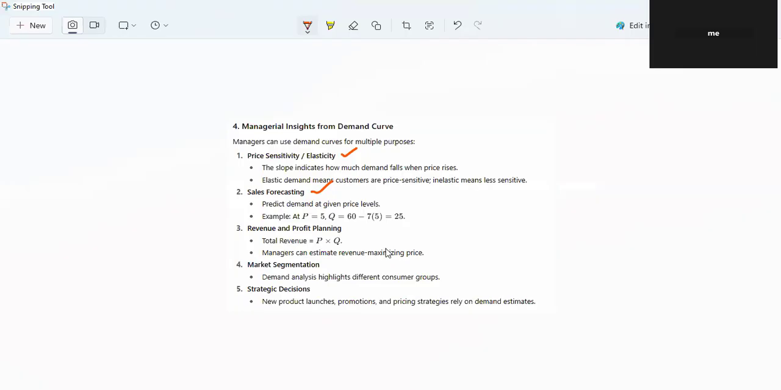Number three, it will help you in profit maximization and profit planning. So managers can estimate which prices will maximize profits. Number four, the curves are there to ensure that you market segment. So demand analysis will highlight different consumer groups. And also it's important for strategic decisions. So new product launches, promotions, and pricing strategies usually rely on the estimates that you're going to have. So there's always a question to do something to apply. Applicability. Any questions before I proceed to the second question?